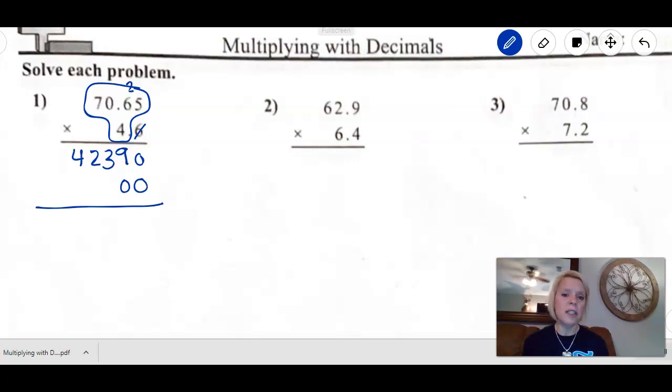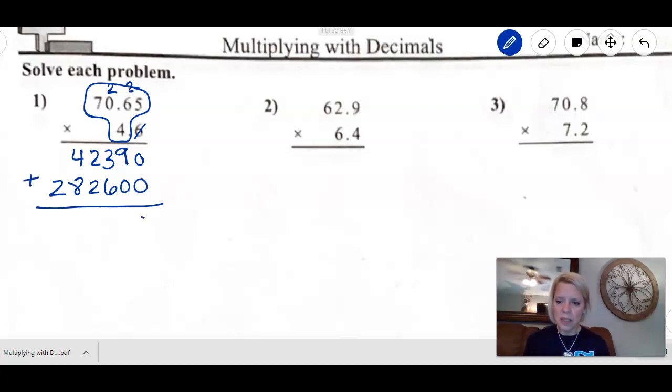6 times 4 is 24 plus 2 is 26. Remember, we're carrying it over that very next value. 0 times 4 is 0, plus 2 is 2. And then 7 times 4 is 28. Okay, so now we have, these are called partial products. This value is part of our product. We have to add those together.